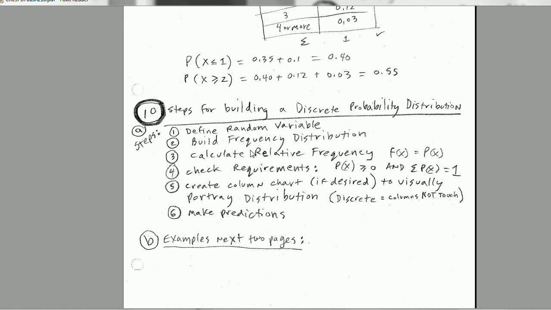Now the steps for building a discrete probability distribution, we've done some of these already. However, we will have a step 1 here. We'll define our random variable, build the frequency distribution, calculate the relative frequencies, check the requirements, and create a column chart. If desired, we'll do that a number of times to visually portray our distribution. Remember, with discrete in this chapter, we will not have our columns touching. And then use it to make predictions.